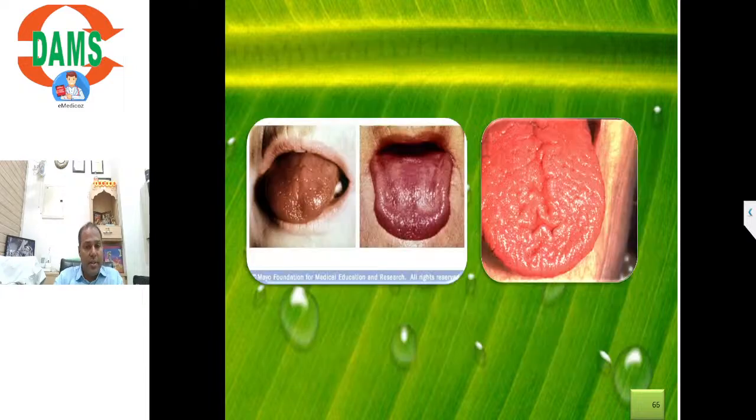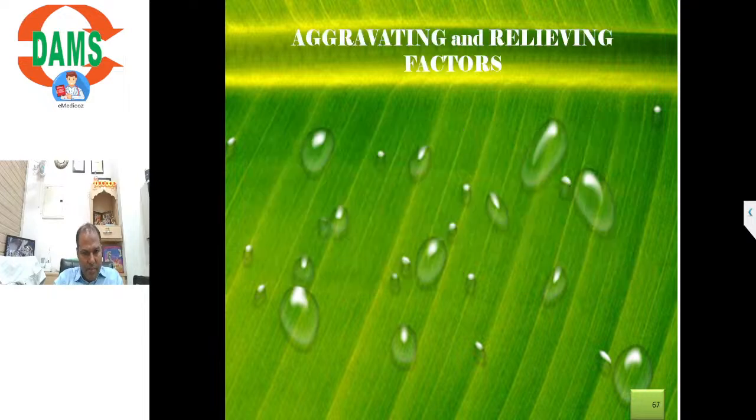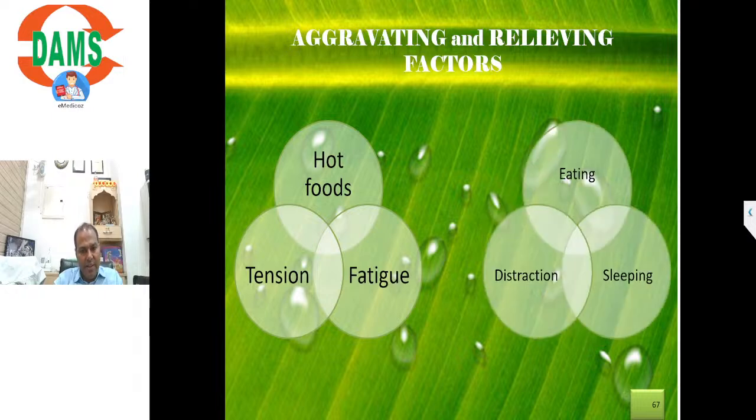It might be associated with iron deficiency, anemia, sore tongue. These are the various features. What are the aggravating factors and relieving factors? Hot food, tension, fatigue will aggravate. Soft food eating, distraction therapy, more sleeping will definitely reduce or alleviate it. These are the relieving factors for burning mouth syndrome.